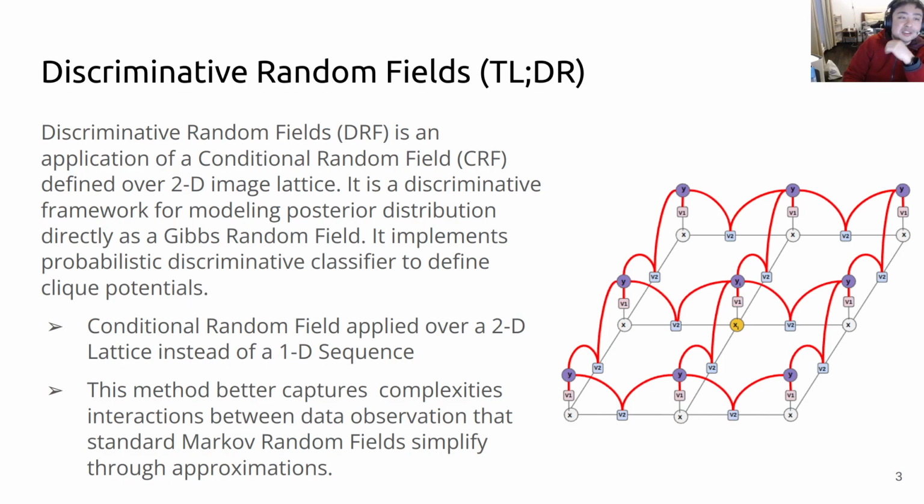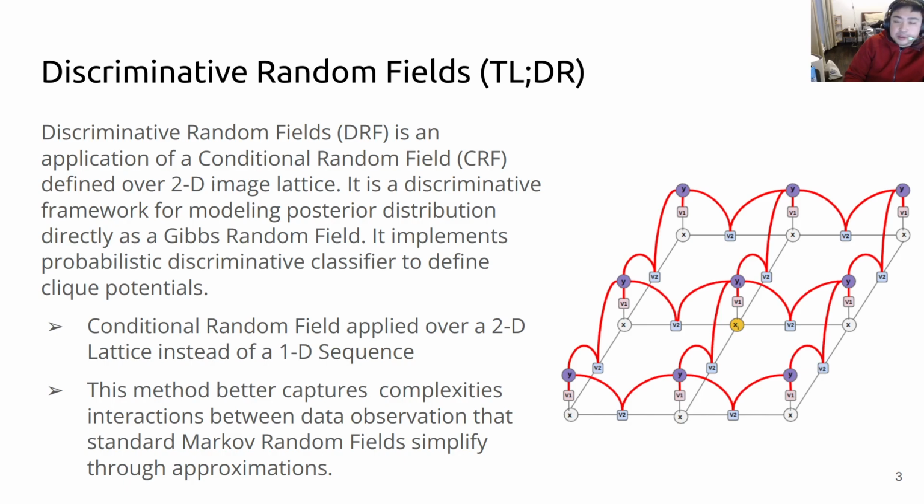So a discriminative random field is an application of a conditional random field defined over a 2D lattice. It's a discriminative framework for modeling posterior distributions directly as a Gibbs random field, and it implements a probabilistic discriminative classifier to define its clique potentials.